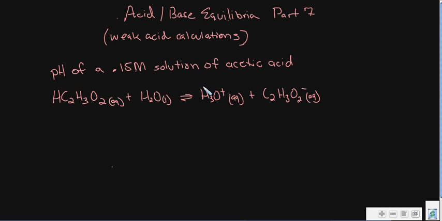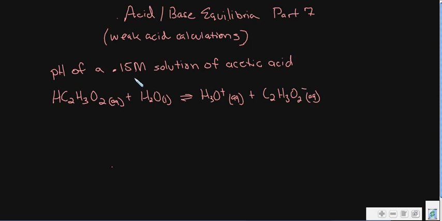What is the pH of a 0.15 molar solution of acetic acid? Well, pH is easy to understand. It is the negative log of the hydrogen ion concentration. So all you need to do is figure out how much of this acetic acid is going to become hydrogen ions, and then take the negative log of that concentration.